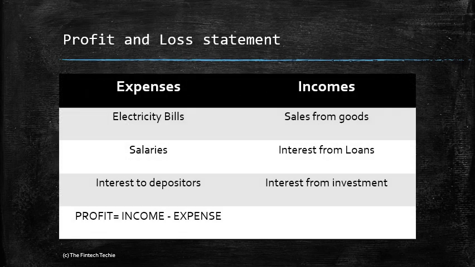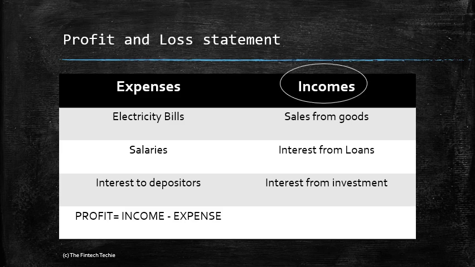Here is a simple table which depicts the P&L. On the left hand side, we have depicted the expenses, which could be under the heads of electricity bills, salaries, interest to depositors. On the right hand side depicted are the incomes, which could be arising from sales of goods, interest the bank receives from loans they have given out, or interest from investment. And at the bottom we have the profit, which is income minus expense. So obviously if this is negative, it means the bank has made a loss.